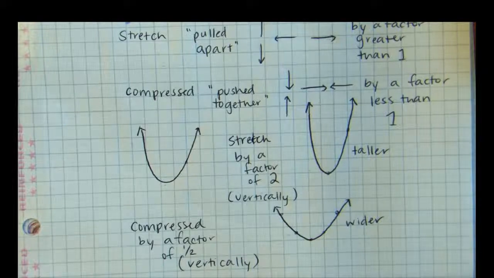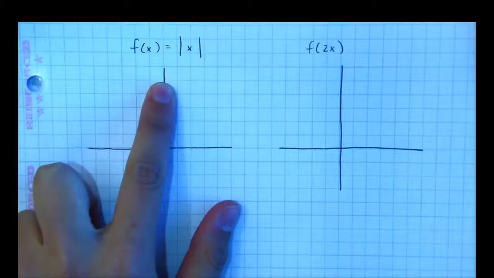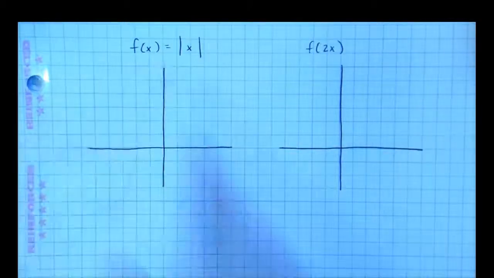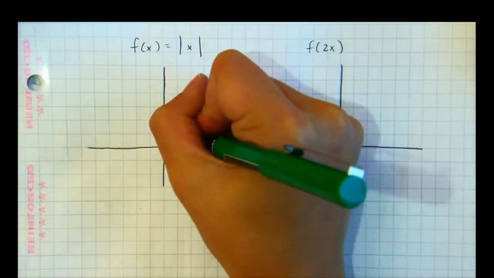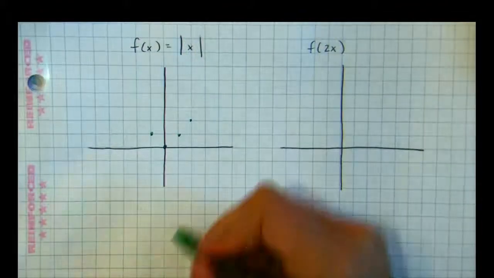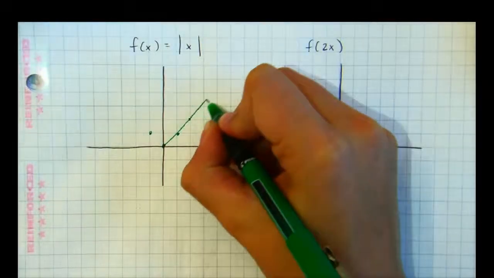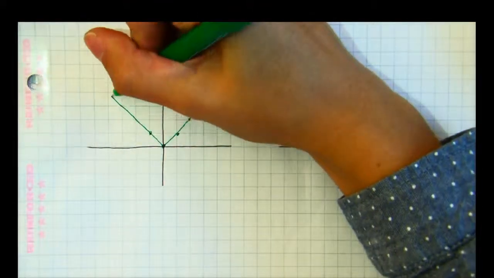Okay, let's look at a couple examples. So we're going to start off with this first example. If I've got f of x equals the absolute value of x, go ahead and graph that parent function on your page. You need a couple of critical points. So you should have critical points at (0, 0), (1, 1), (-1, 1), and maybe at (2, 2) just to get that V shape. Okay, and then the V in the opposite direction.